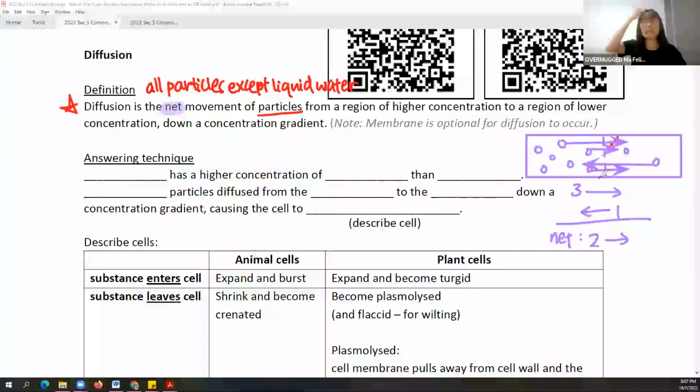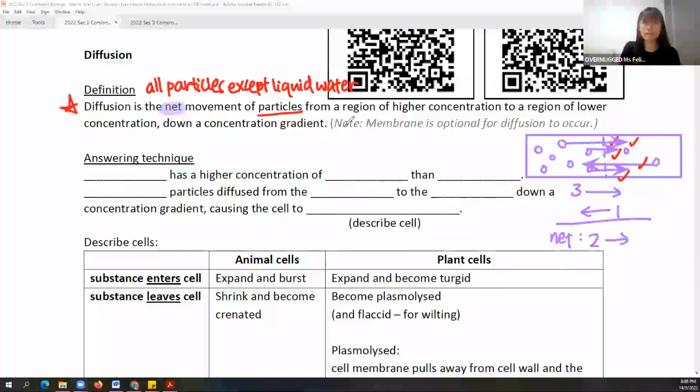So take note that it is okay for particles to move in the opposite direction, as long as when you look at the overall, the majority is moving from high to low concentration. Like in this case, you see net, it is still high to low. This is still diffusion. So all arrows here are correct. It is okay to have arrows in the opposite direction due to particles moving in random direction. Done for the definition of diffusion.